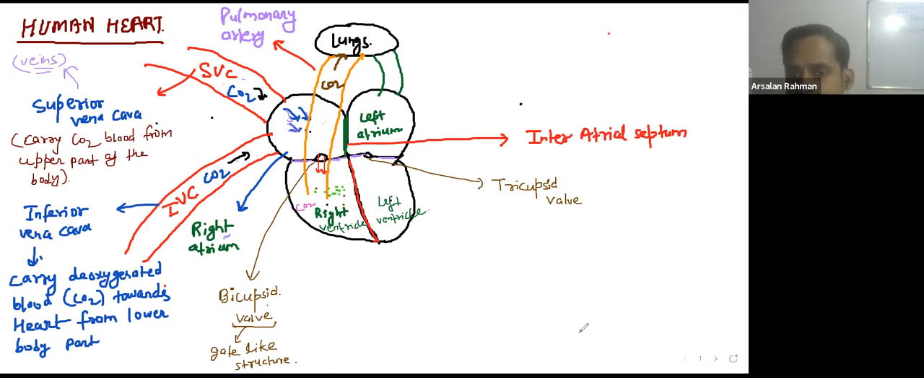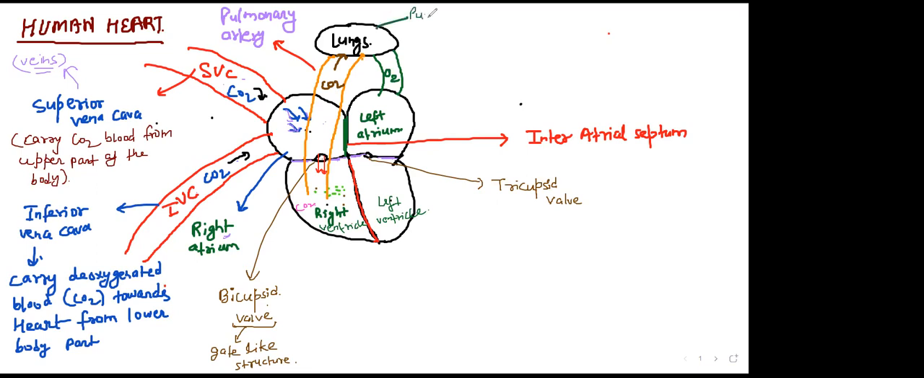Can you tell me which type of blood it will carry? This green pipe will carry which type of blood? Oxygenated or deoxygenated? It will carry oxygenated blood, because in the lungs purification of blood occurs. Okay.